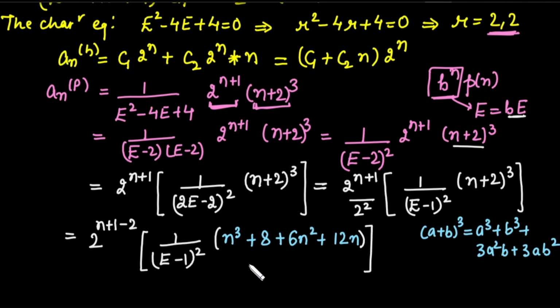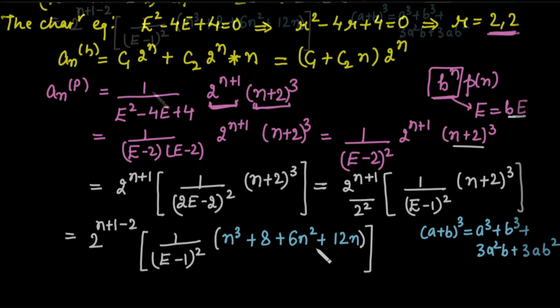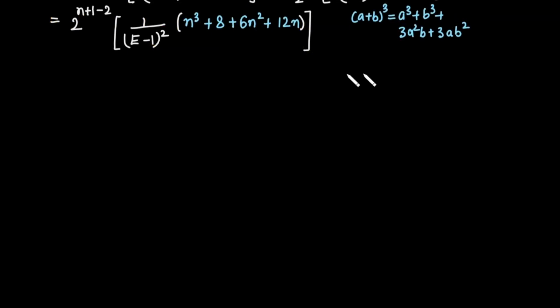Now we can move to case number 3 because it is like a polynomial only. So for that, first we need to replace e with 1 plus delta. When you put e equal to 1 plus delta, e minus 1 is simply delta, and taking square on both sides, it will give you delta square. So here we can write 2 raised to power n minus 1, 1 upon delta square.